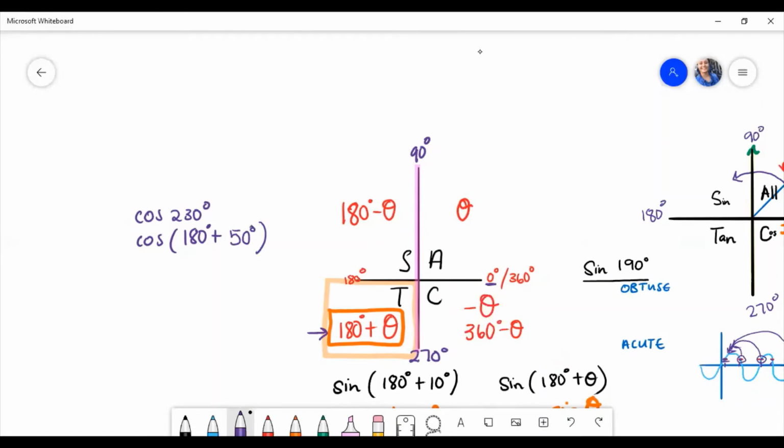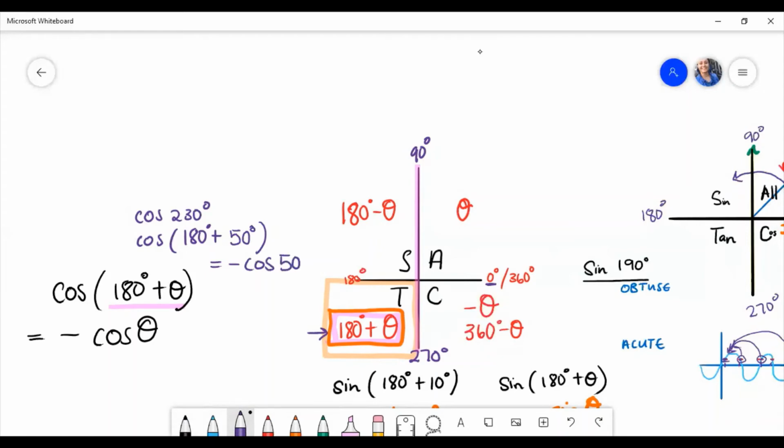Which means, according to theory, cos of 180 degrees plus theta, I find my quadrant. 180 plus puts me in this quadrant. I ask myself, is cos positive or negative? Cos is negative here because only tan is positive, and I reduce it straight to a negative cos of theta, which should then give me the answer here, negative cos of 50.